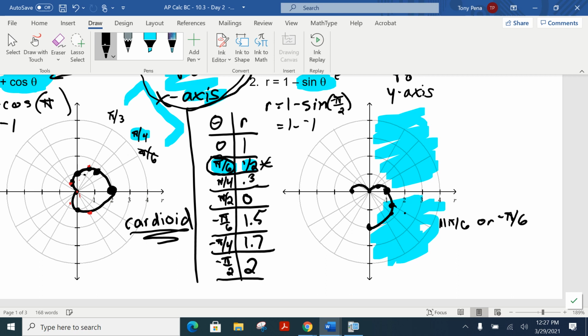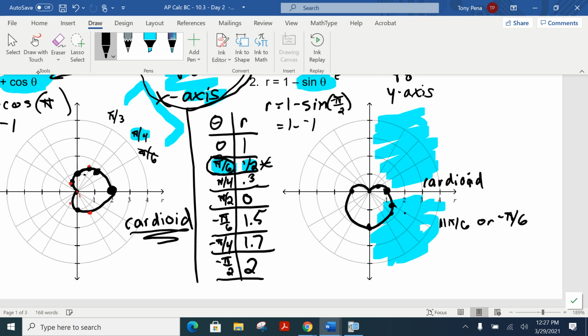Reflect that then. Take this fourth quadrant stuff, reflect it around the y-axis. It's not a great reflection. Let me try that again. That's a little better. And then for sure, another cardioid. Now it's actually vertical. This should very much look like a cardioid, like a heart. Okay.